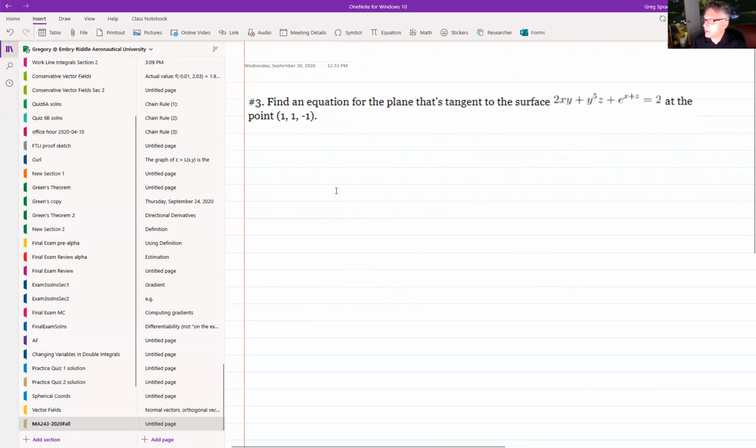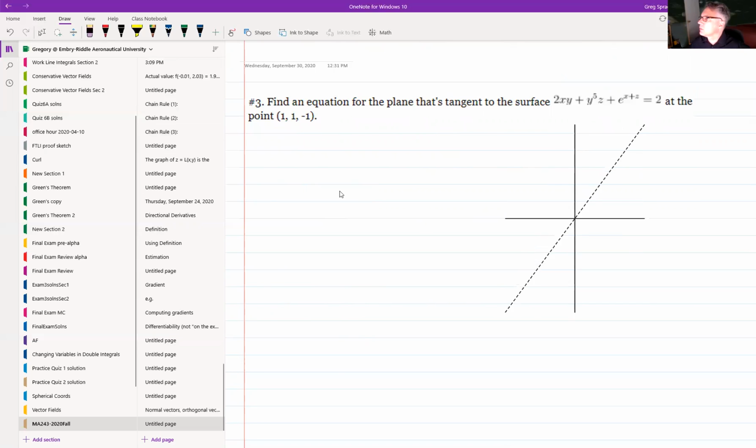Okay, let's find an equation for the plane that's tangent to the surface with that equation at the point 1, 1, negative 1. Yeah, and that point really is on the surface. If you plug in the point to the left side of the equation, you really do get 2. Now, I have no idea what the surface looks like, but I'm going to draw a sketch to help me understand what's going on.